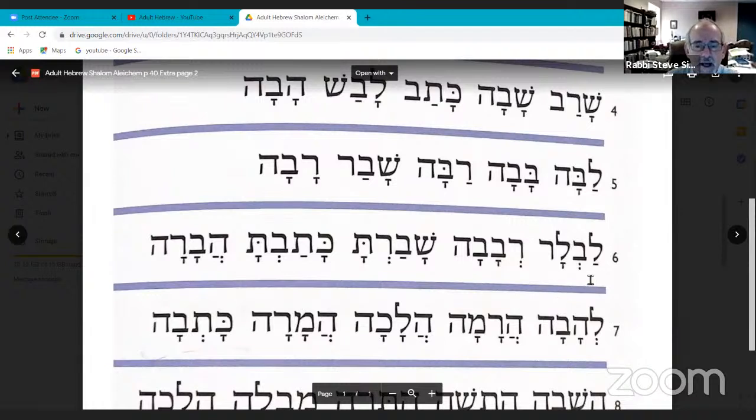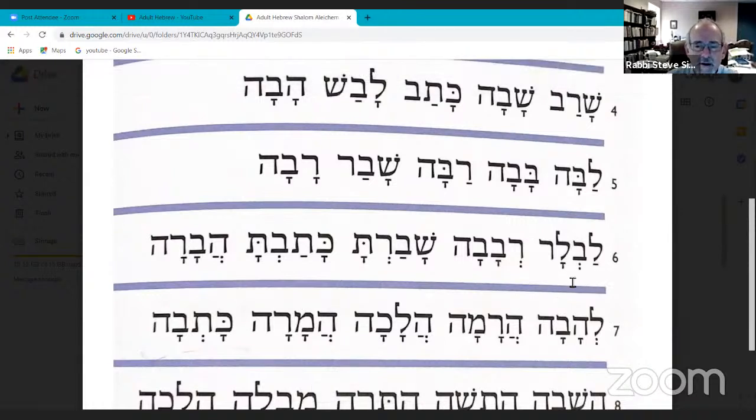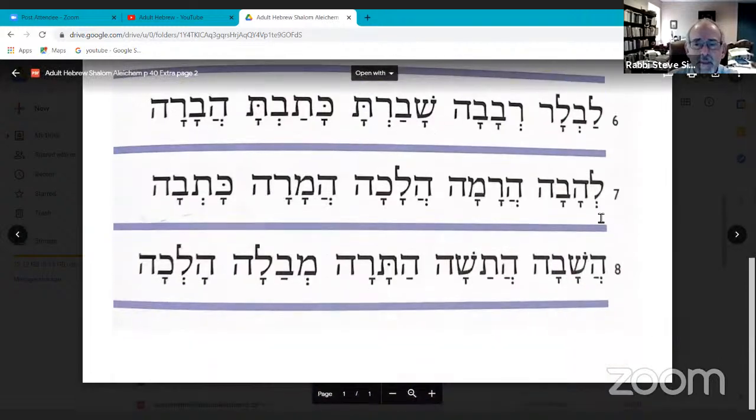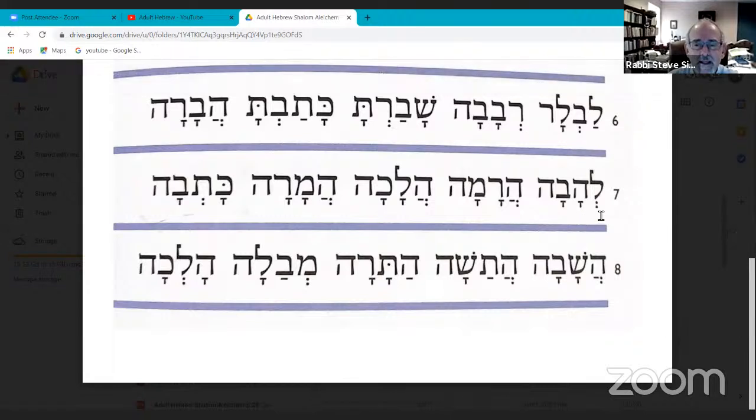Line 6: lavlar, rivava, shavarta, skip, havara. There's the vet, havara. Line 7: lehava, harama, halacha, hamara. Skip.